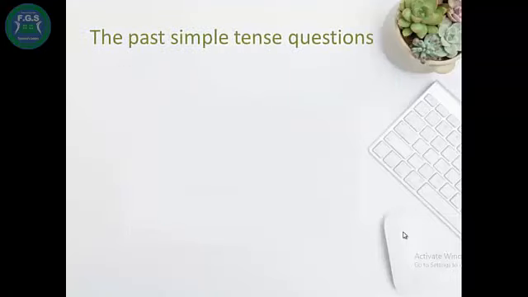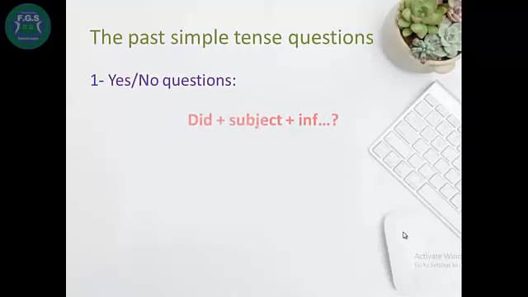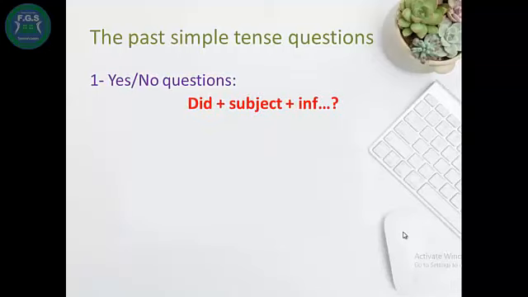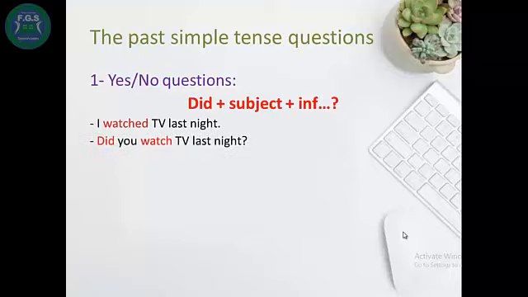The past simple tense questions. Number one, yes/no questions: did plus the subject plus the infinitive. We form the yes/no question using did plus subject plus the infinitive. I watched TV last night. Did you watch TV last night? Yes, I did. No, I didn't.